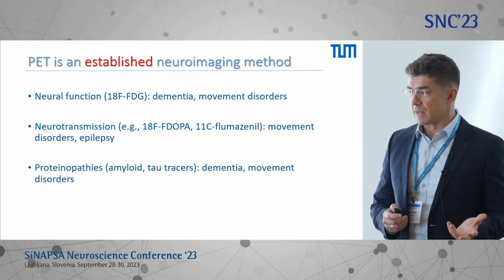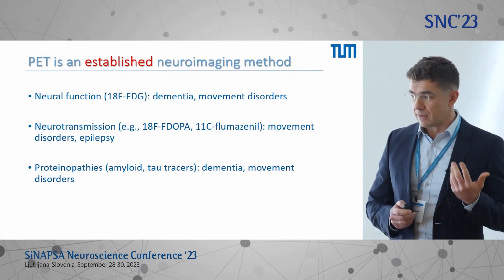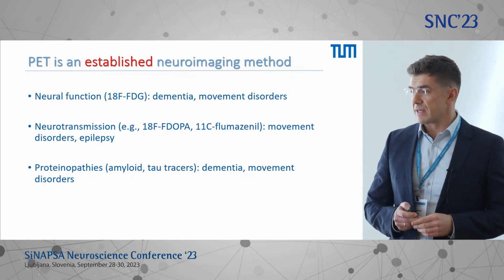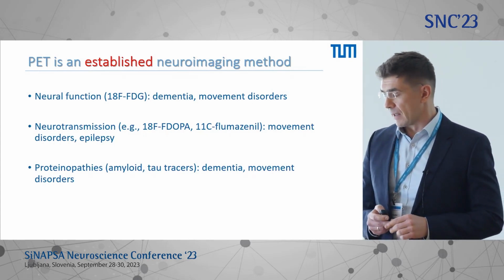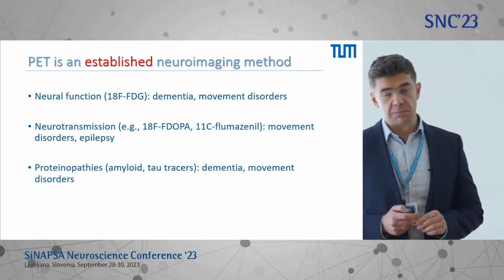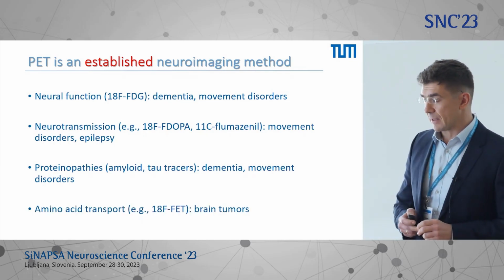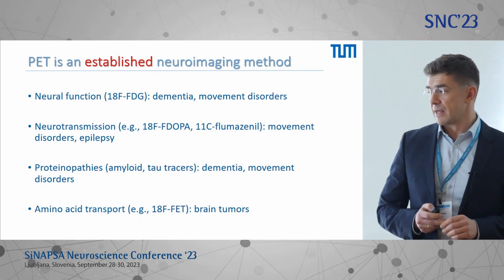Proteinopathies are an increasingly important topic. There are multiple amyloid and tau tracers by now, which are applied to diagnose patients with suspected dementia and movement disorders. And finally, amino acid transport can be studied using amino acid tracers in brain tumors.